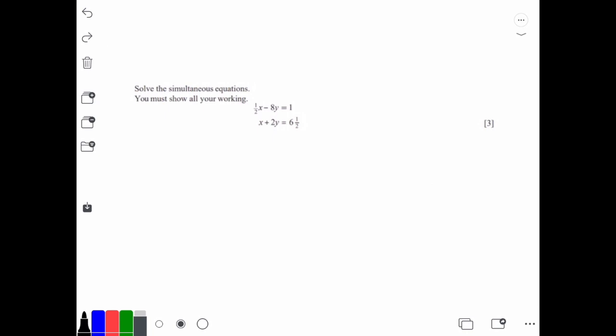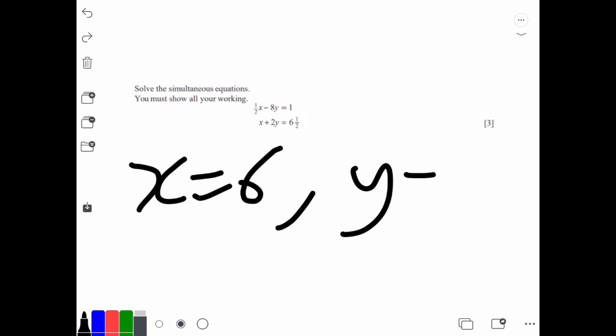So, to give the final result, you would write x is equal to 6 and y is equal to 1 over 4.